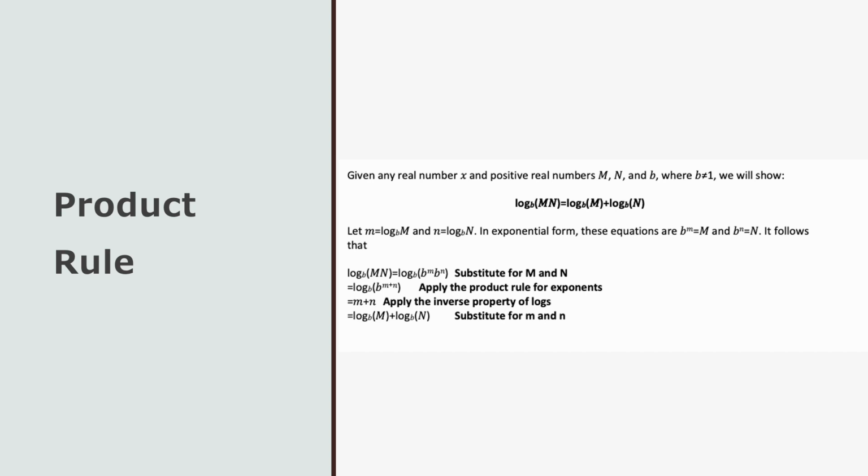Given any real number x and positive real numbers m, n, and b, where b is not equal to 1, we show log base b of mn is equal to log base b of m plus log base b of n. Let m equal log base b of m and n equal log base b of n. In exponential form, these equations are b to the m equals m and b to the n equals n. It follows that log base b of mn equals log base b of b to the m times b to the n. Substitute for m and n. Equals log base b of b to the m plus n. Apply the product rule for exponents. Equals m plus n. Apply the inverse property of logs. Equals log base b of m plus log base b of n. Substitute for m and n.